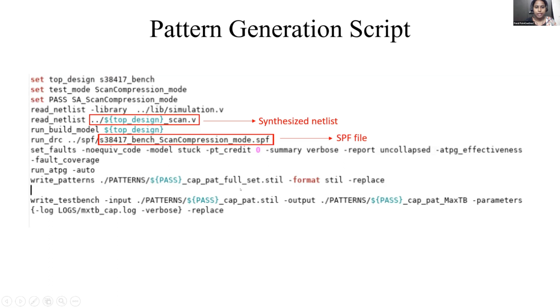It will write the patterns for us. Firstly, it will write the patterns in .stil format, then it'll convert it to .v. So the last line is just to write the test events and create a .v of that. And this is a Verilog format file.